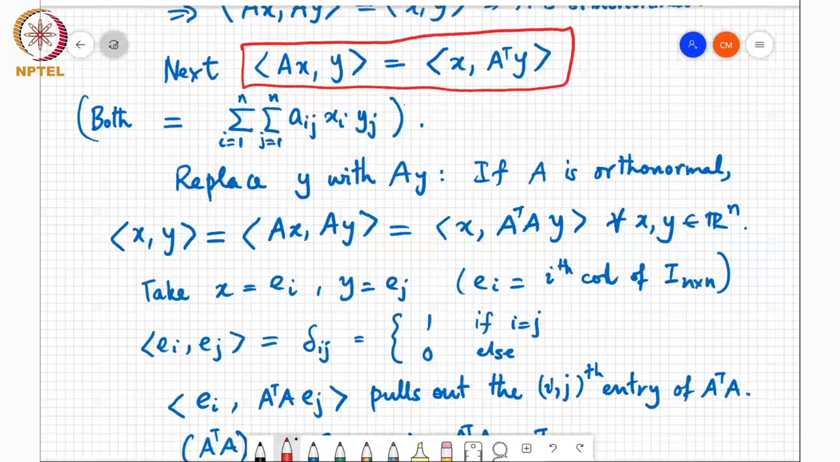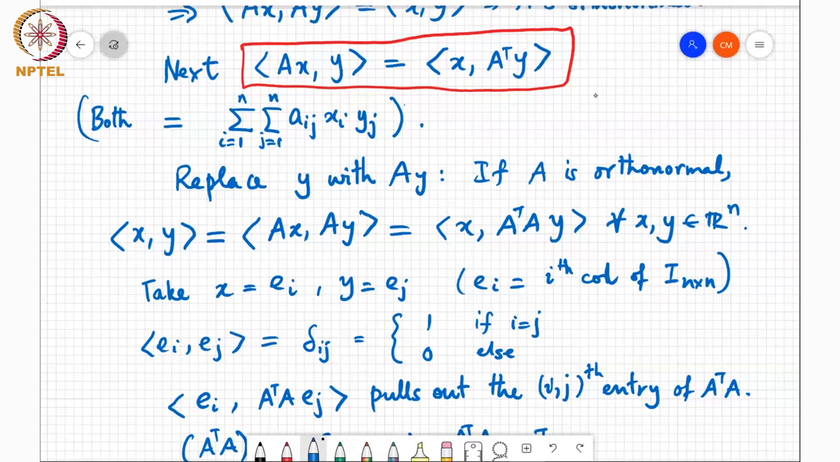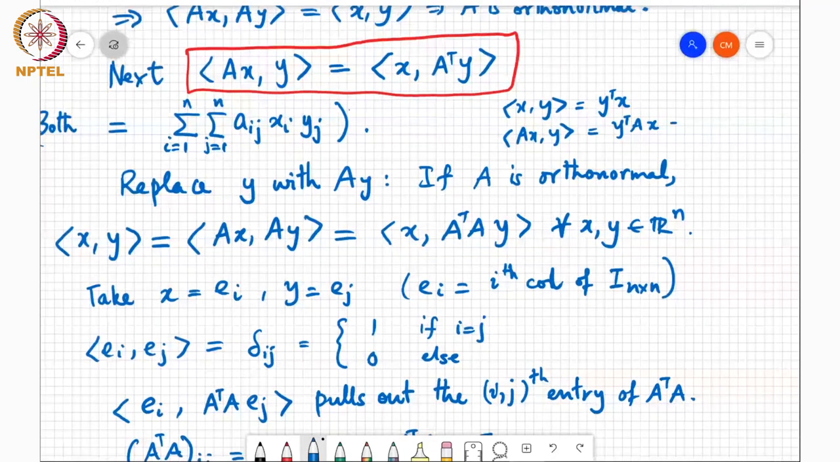Any other questions? Sir, is that true for all A? Of course, this is always true. The inner product of AX and Y is always equal to the inner product of X and A transpose Y. What the previous student just said is that if I think of the inner product of X, Y as Y transpose X, which is how I defined the usual inner product earlier, then AX and Y gives Y transpose AX, which is also equal to A transpose Y whole transpose times X, which I can write as X transpose times A transpose Y.